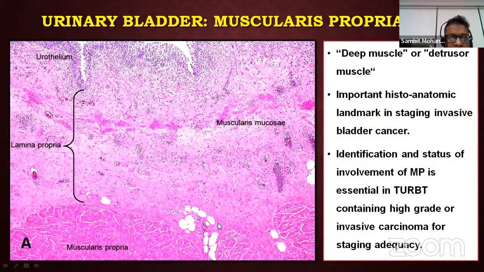So muscularis propria, the detrusor muscle, has thick bundles of muscle. They have subsarcolemmal nuclei. They are discontinuous, and they are at a place where the vessels are usually thick-walled and you have a lot of adipocytes. This is the way you differentiate muscularis mucosae or the lamina propria muscle from the detrusor muscle, which is of very important therapeutic and prognostic importance.